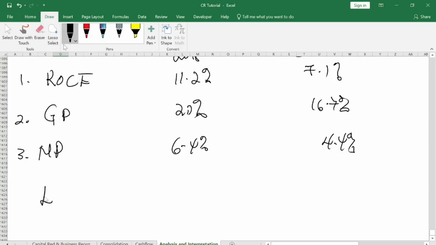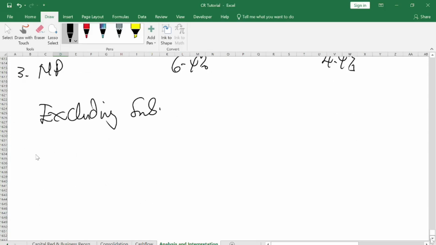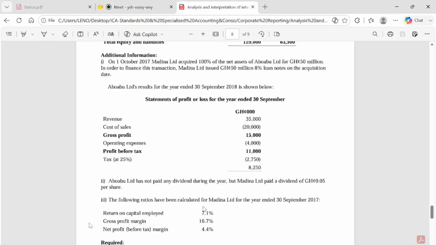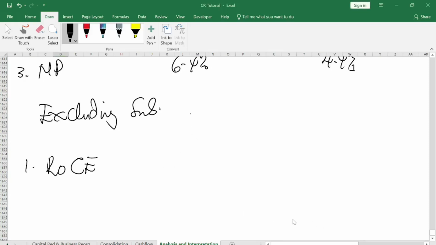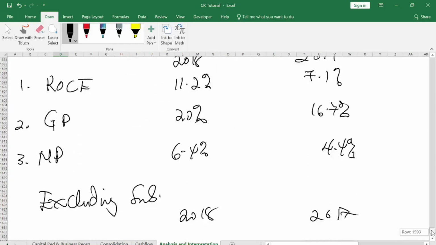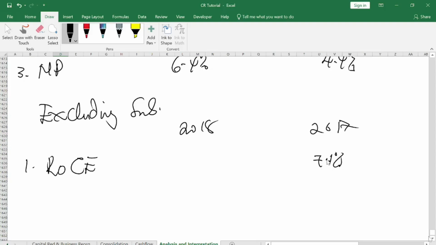So this is excluding the subsidiary. First one, ROCE. ROCE is how much? We had 0.94%. So excluding, for the same year, 2018 and 2017. 2017 is 7.1%. 2018 is 0.94%. 7.1%, 0.94%. And the second one is what?